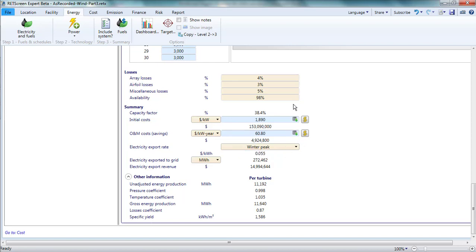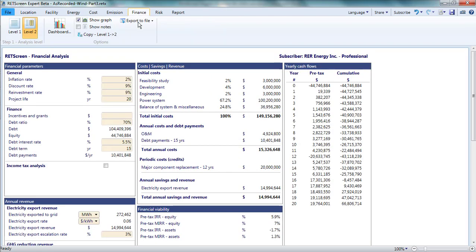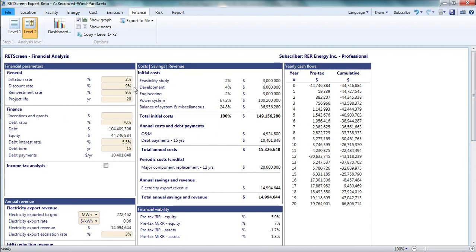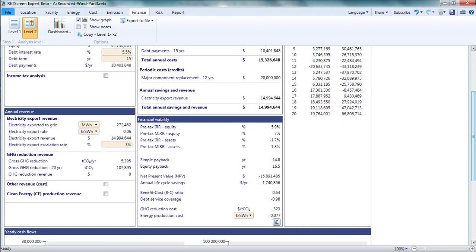Even with the winter peak rate, however, the finance page reveals that this is not a profitable project. The pre-tax IRR on equity has climbed to almost 6%, but that is below the minimum acceptable return of 9% established by the discount rate. But costs are not the only determinant of project financial viability.